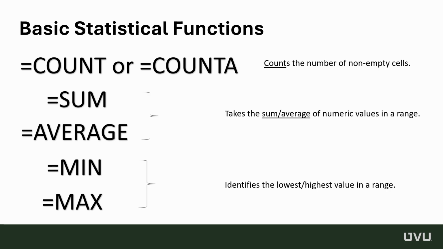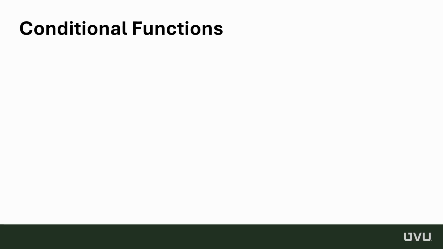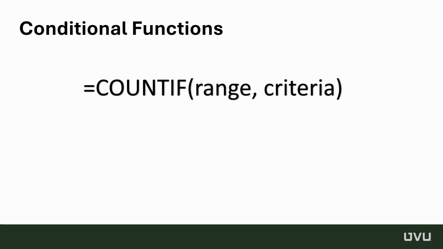Now, we can build on these statistical functions, but instead of performing these calculations on all the values in a range, we only want to do it to a subset of them based on some sort of criteria. We call them conditional functions because they will only be performed if some criteria is satisfied. For instance, the COUNTIF function has you specify the range of data where you want to count things up, and after the first comma comes the second parameter, criteria. The criteria is where you specify the subset of values you want to count up.